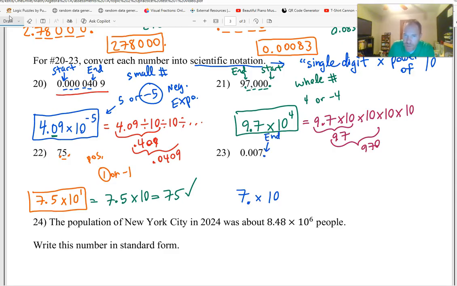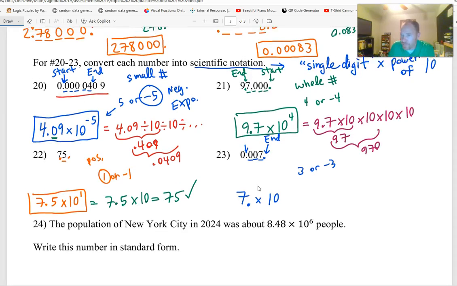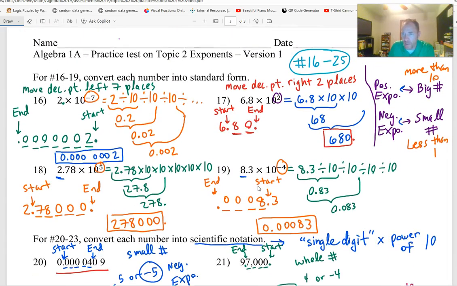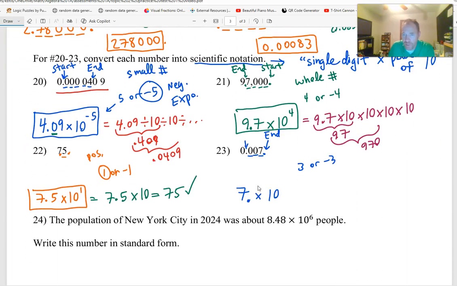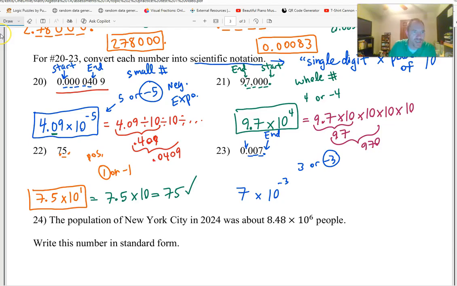So how far am I moving it? It's starting here, and I'm moving it 1, 2, 3 places. All right, so move it 3 places. My exponent is either a 3 or a negative 3. And if you've been following along here with the shortcut, we've said this is a small number, 0.007, that's less than 1, so that's going to have a negative exponent. So I'm taking the negative 3 as my exponent. I don't need the decimal point on the 7. It's not wrong to have it there, but I'm just going to get rid of it because I don't need it. But yeah, that would be my scientific notation for 0.007 is 7 times 10 to the negative third.